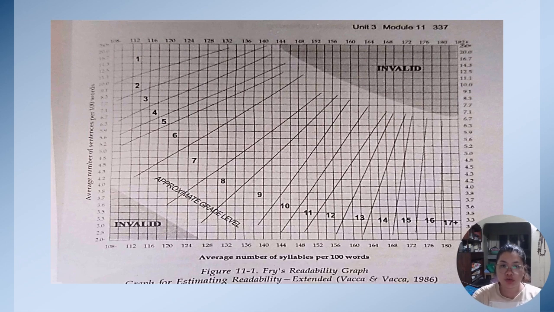So we have here the figure. The top heading of the Fry graph is the average number of syllables per 100 words. The numerals at the top of the graph refer to the number of syllables contained in a 100-word selection. A 100-word selection with short words may contain as few as 108 syllables, making each word only about one syllable long. A 100-word selection with long words may contain more than 182 syllables. If a 100-word selection contains 182 syllables, many of the words are more than one syllable.